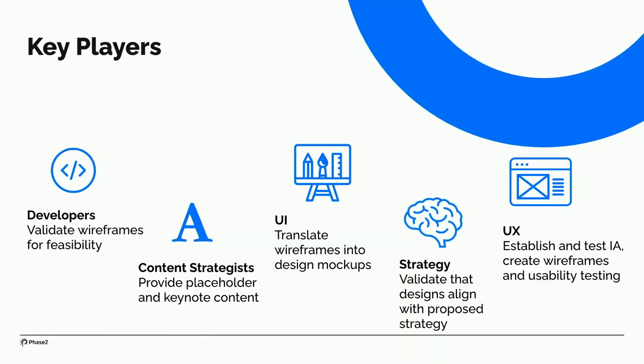So key players, again, developers. Developers are the ones that are really identifying that feasibility matrix for us. Content strategists actually start writing content at this point, key content, I would say, the headlines, just so that the client can start visualizing their pages in a way that's more meaningful to them. And translating wireframes into design mockups, and then validating. So strategy will validate designs based off of their proposed strategy. So strategists stay on board, maybe more in a passive role, but they're still providing input. And then again, UX creating wireframes and IA.